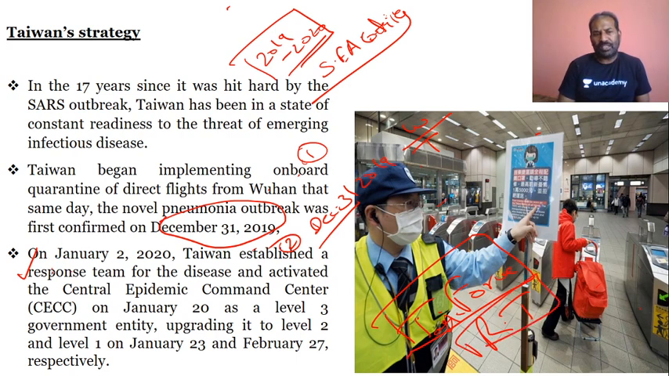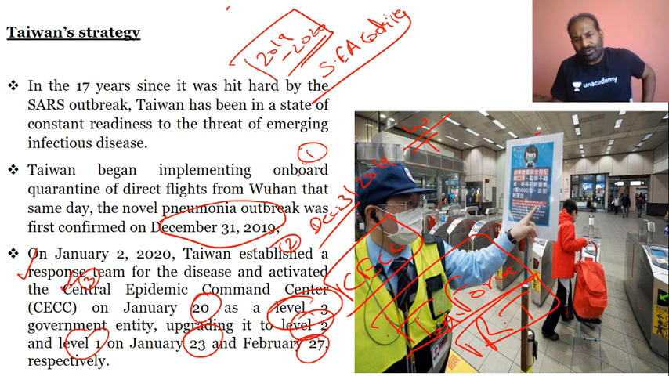Likewise, they established a response team for the disease, and they activated the Central Epidemic Command Center, CECC. This is very important. The third strategy you can take it as activating the Central Epidemic Command Center on January 20 itself. Look at the way it was not waiting for the virus to actually infect and the persons to show symptoms. No, immediately as a level 3 government entity, and then upgrading it to level 2 and then level 1 by January 23rd, and then February 27th.